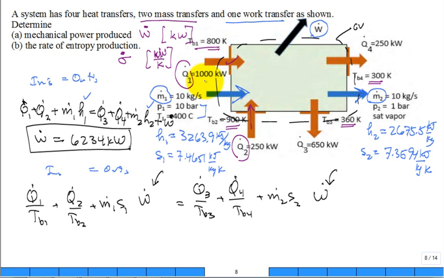It's like I know that 1,000 kilowatts of heat transfer, I divide that by 800, and that's how I calculate how much entropy goes with 1,000 kilowatts of heat transfer, true? But how do I get how much entropy transfers with W dot? Entropy is only transferred with heat.